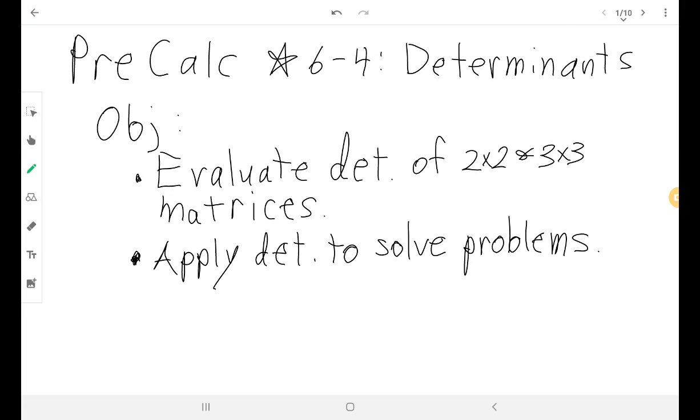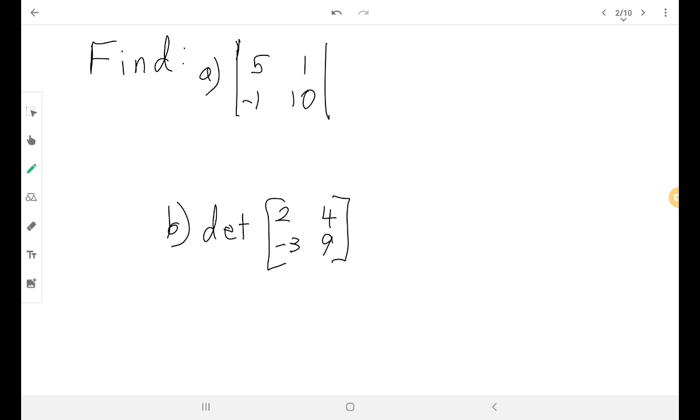So we were talking about the pre-calculus Edgenuity section 6.4, which is called Determinants. We have two objectives. The first is to evaluate determinants of 2 by 2 and 3 by 3 matrices. And the second is to apply determinants of matrices to solving problems. So let's get started with some example problems.